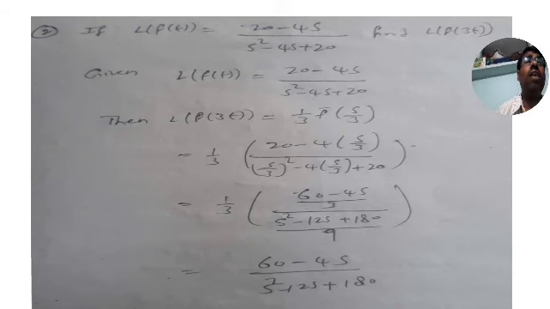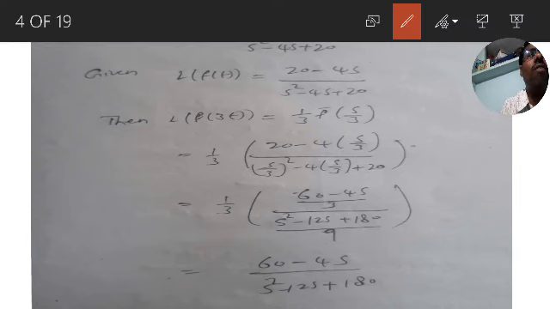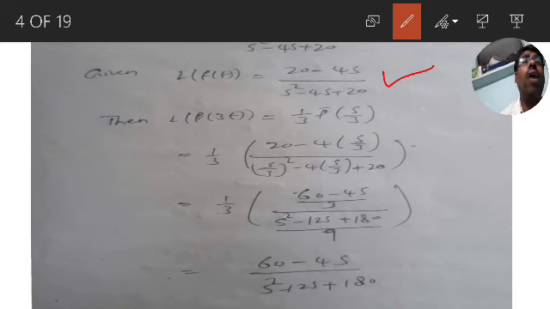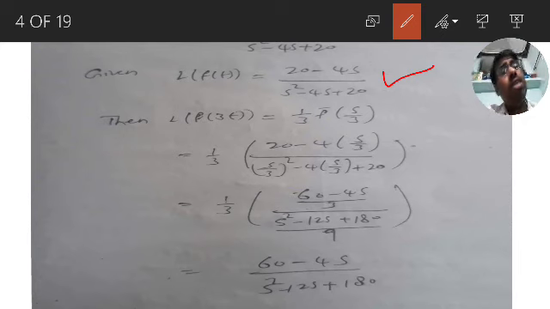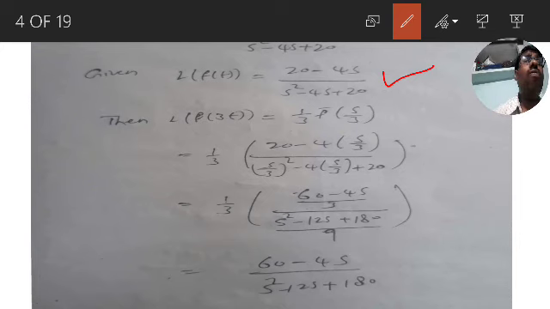So what is asked? L of f of t is given. Now he is asking us to find L of f of 3t. So t is multiplied by 3, f of 3t is asked. It comes under the change of scale property. What is given? L of f of t, so this is our f bar of s, 20 minus 4s by s square minus 4s plus 20. Let us say it is f bar of s. Now L of f of 3t by change of scale property: L of f of at is 1 by a f bar of s by a.